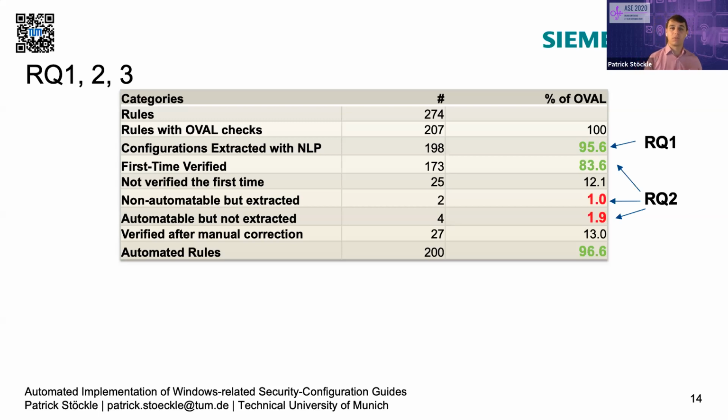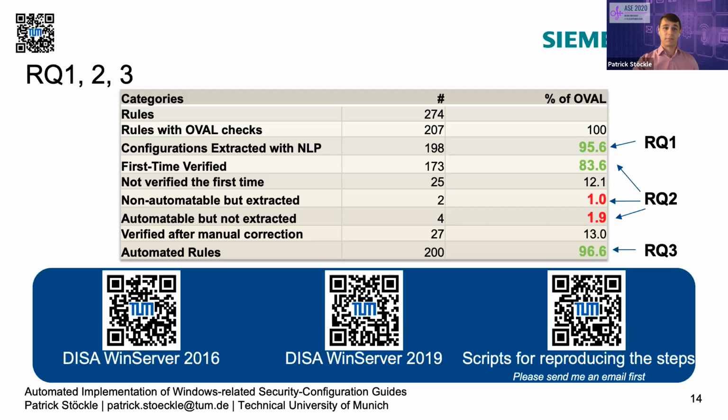So for a lot of rules, they are simply verified with no manual effort, and we can completely automatically implement them. For 1%, we extract something which we cannot automate. And for 2%, there was a rule which is automatable, but we did not extract the correct values, and the verification could not give us something useful there. But in the end, we end up with almost 97% of this guide, which can be automatically implemented.